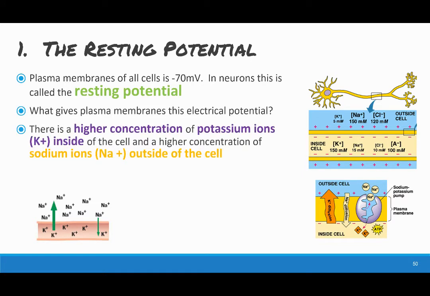The other factor that's really important to understand is the fact that there is a higher concentration of potassium ions on the inside of the cell and a higher concentration of sodium ions on the outside of the cell. So as we start to look at what an action potential is, this is a key feature to remember: those ion concentrations of sodium and potassium when the membrane is at rest.